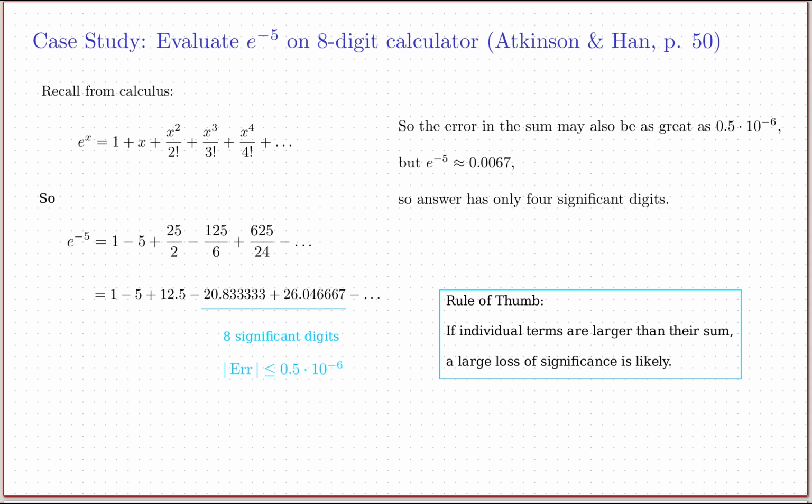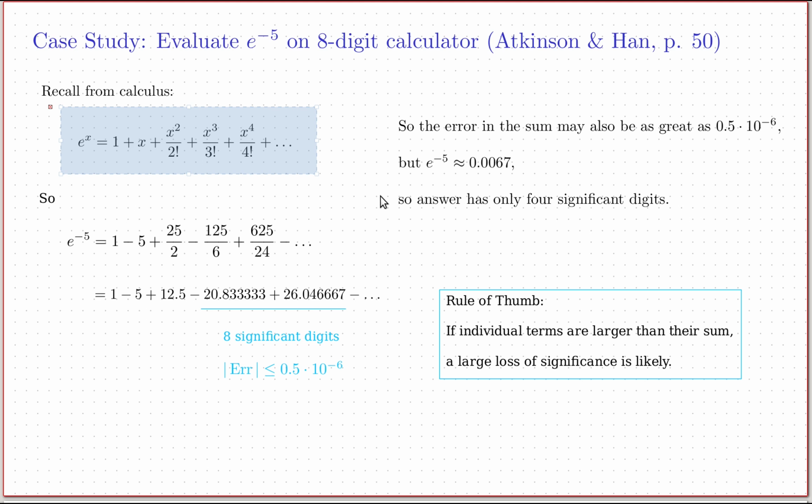Recall from calculus the power series development of the exponential function. e to the x equals 1 plus x plus x squared over 2 factorial plus x cubed over 3 factorial, etc. Right? So this seems like a nice way to actually evaluate the exponential function.